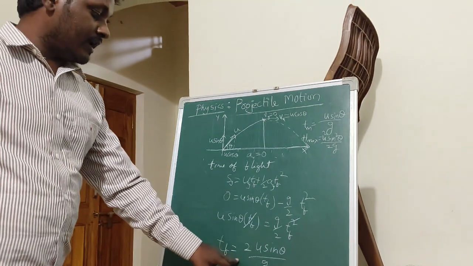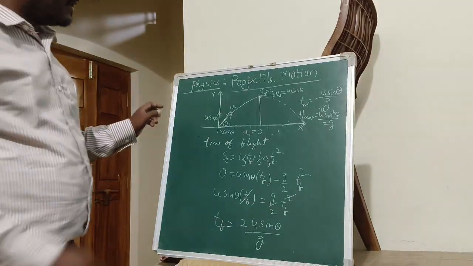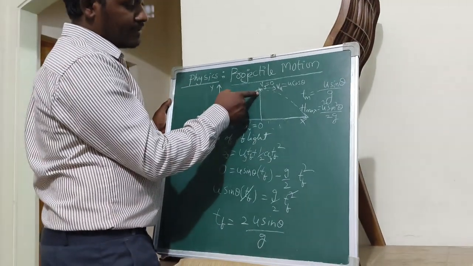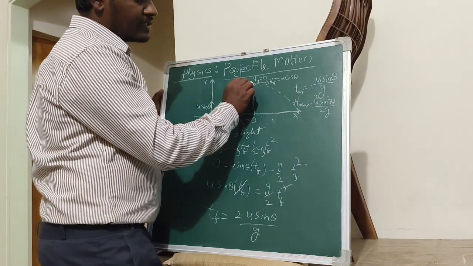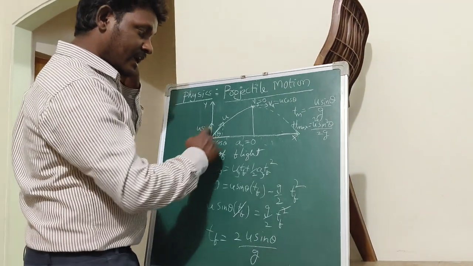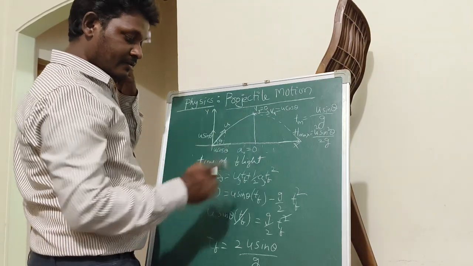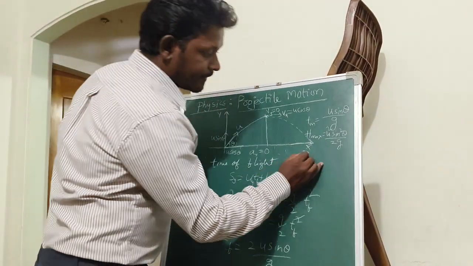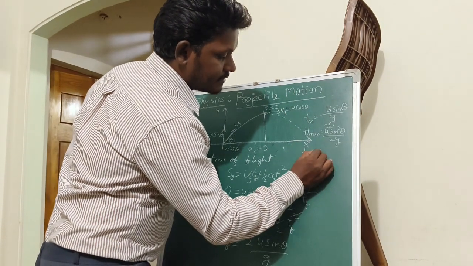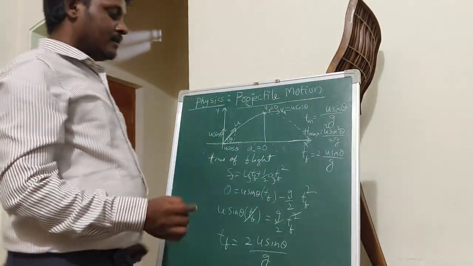That means twice the time to reach the maximum height. The time taken to reach the maximum height is u sin theta by g. From there onwards, it will take the same time to come down. That is why time of flight is twice the time taken to reach the maximum height. So time of flight is equal to twice the time of max, 2u sin theta by g.